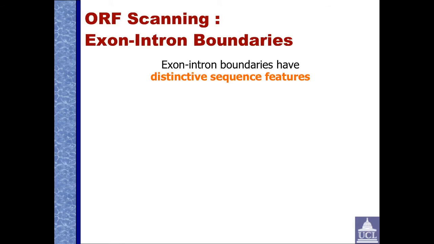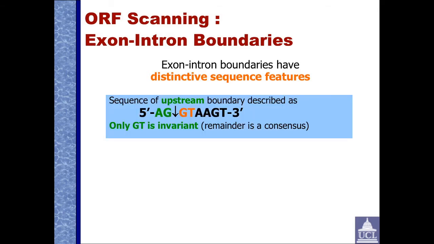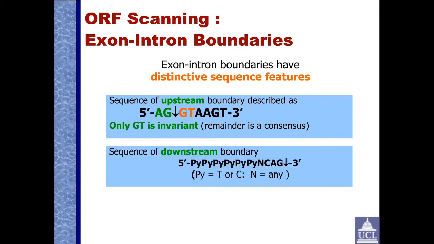So, in the case of open reading frame scanning, what we could look for here is the intron-exon boundaries to try to get those much better. They do have distinctive sequence features. For example, there is an AG followed by a GT, and the splice site is between those. But only the GT is invariant. The AG is a consensus.